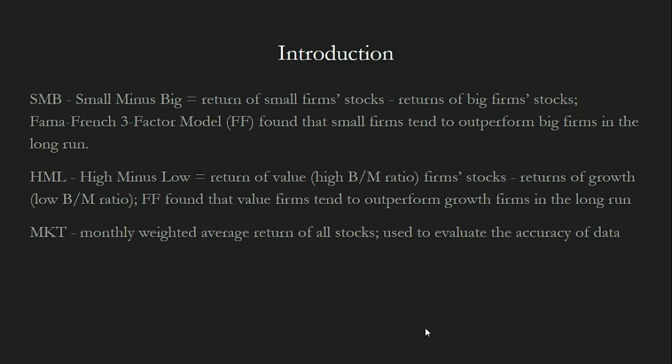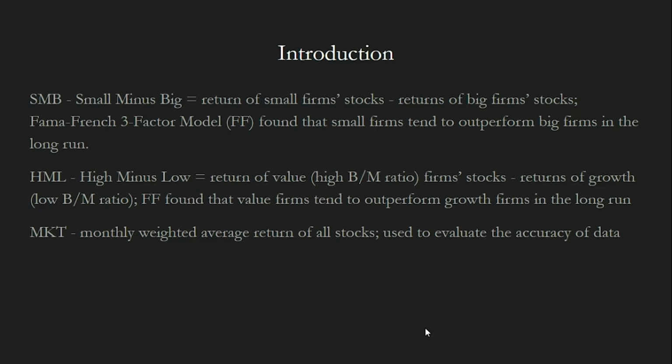These factors are SMB, HML, and the market, and they are calculated and recorded monthly to show their trends over time. The SMB represents the difference between the average return of small firms and that of big firms. Fama and French found that small firms tend to outperform big firms in the long run, meaning that we expect SMB to be positive.